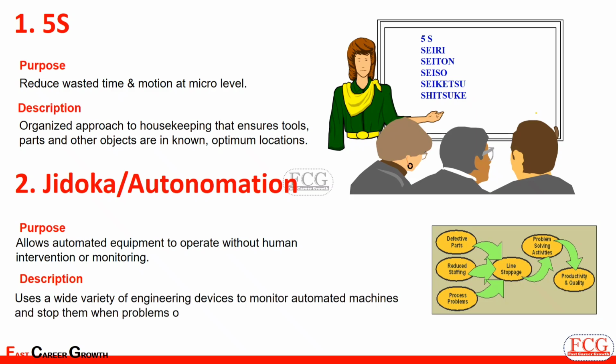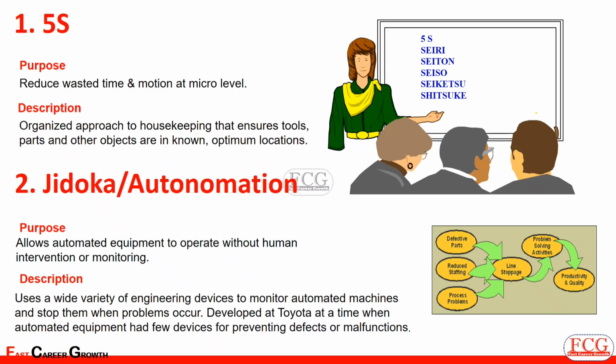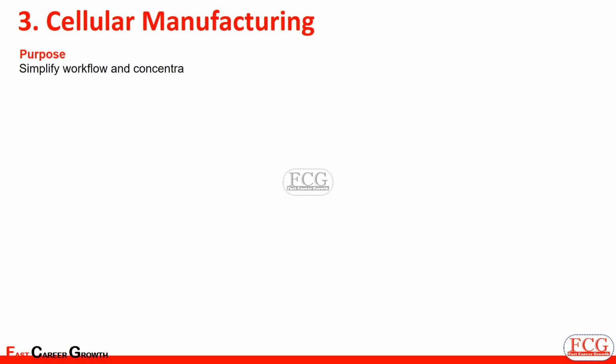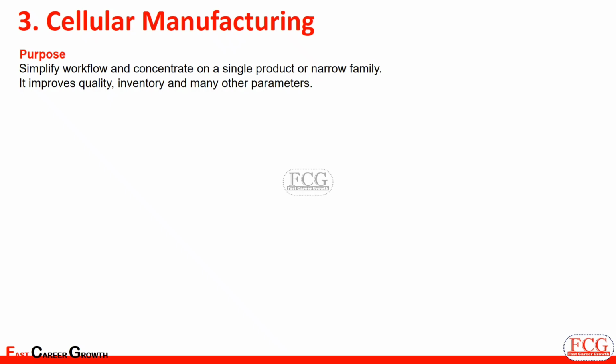Here we use a wide variety of engineering devices to monitor automated machines and stop them when problems occur. Developed at Toyota at a time when automated equipment had few devices for preventing defects. Third lean tool is cellular manufacturing. The purpose of cellular manufacturing is to simplify workflow and concentrate on a single product or narrow family. It improves quality, inventory, and many other parameters.